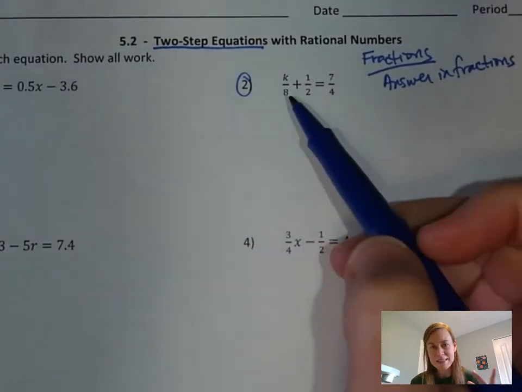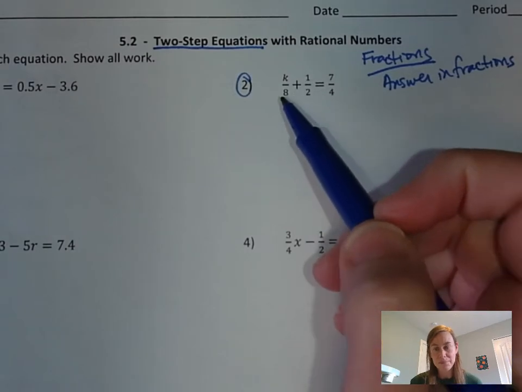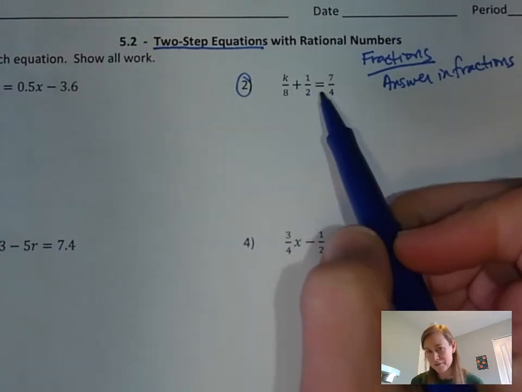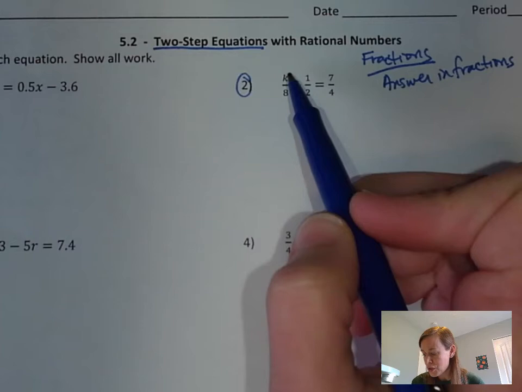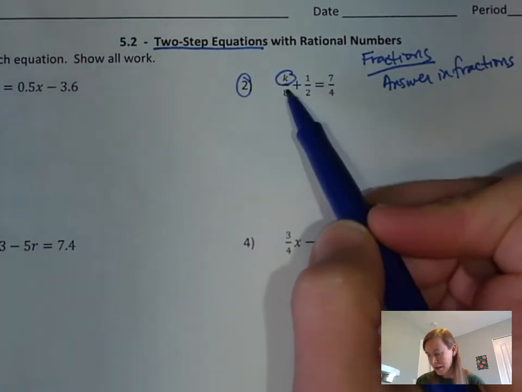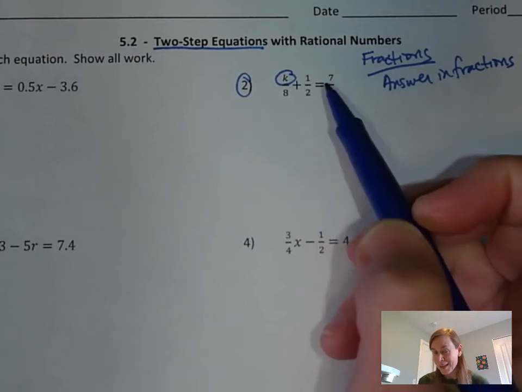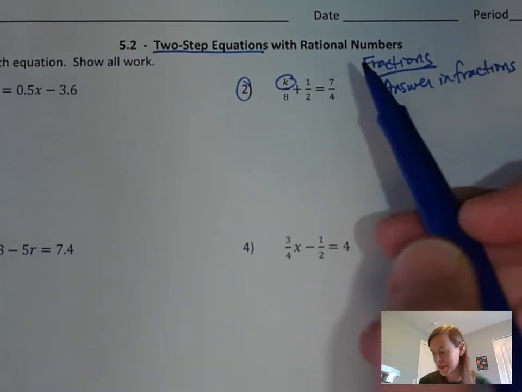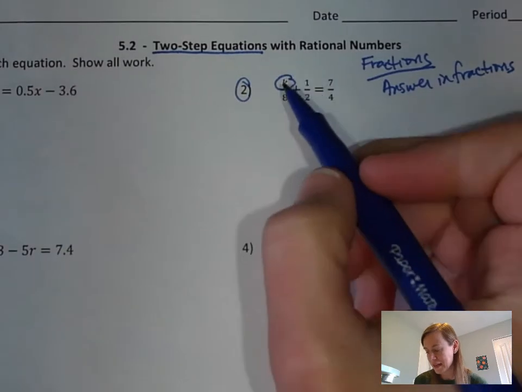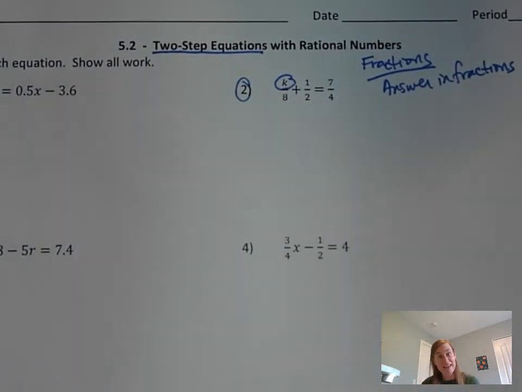So we have k over 8. That's the same thing as k divided by 8, right? Plus 1/2 equals 7/4. So you need this k by itself. Are you going to get rid of the 8 first or get rid of the 1/2 first? You're going to get rid of that 1/2 first because it's kind of separated by that plus sign. It's not attached to the k.